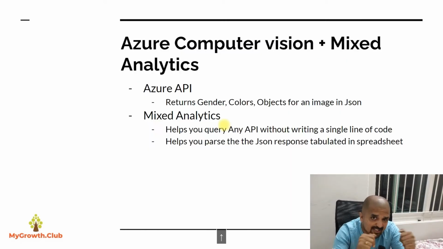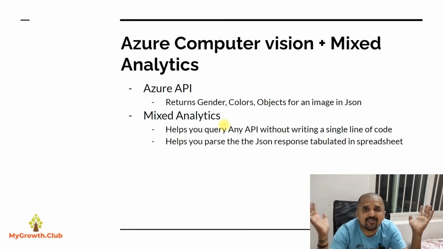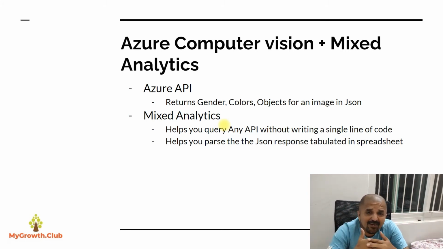Now, this is where Mixed Analytics comes in. Not only does Mixed Analytics help me query any API in the world, which includes the Microsoft Azure API, but it also tabulates the results coming in from the Microsoft Azure API into a nice Google spreadsheet. Spreadsheets, that's what marketers love. Everyone loves them, but especially marketers love spreadsheets and tabulated data. So I started using Mixed Analytics to query the Microsoft Azure API and bring the data back into a spreadsheet.